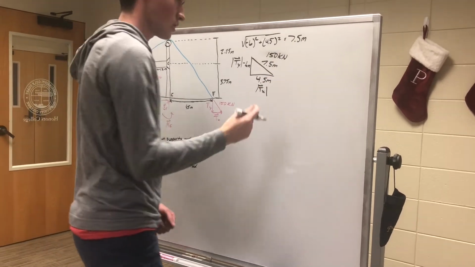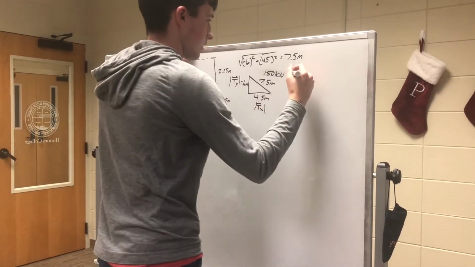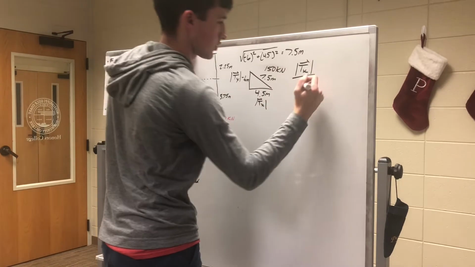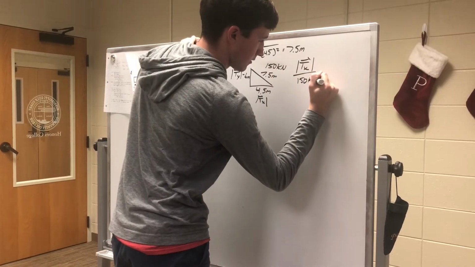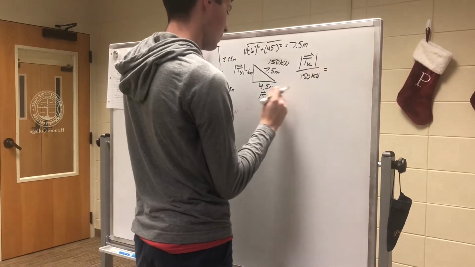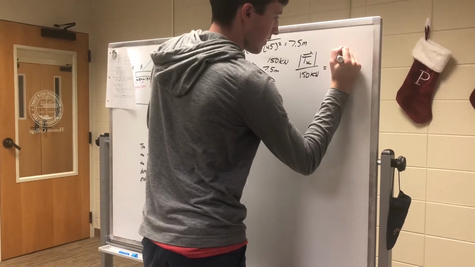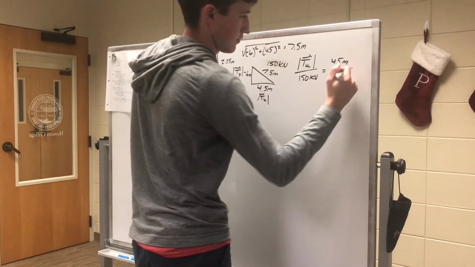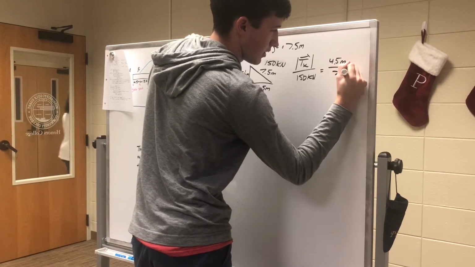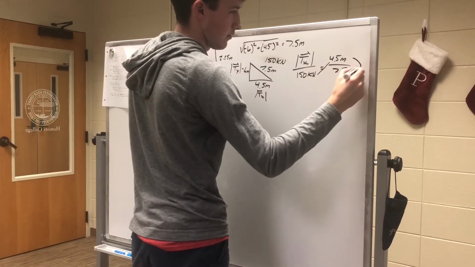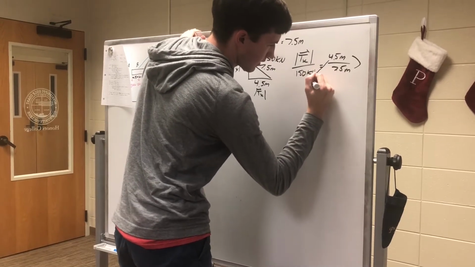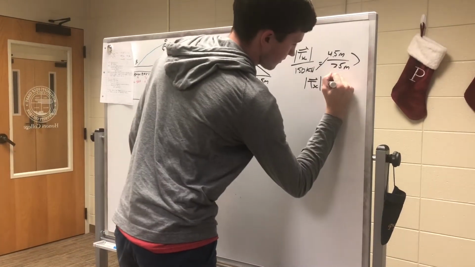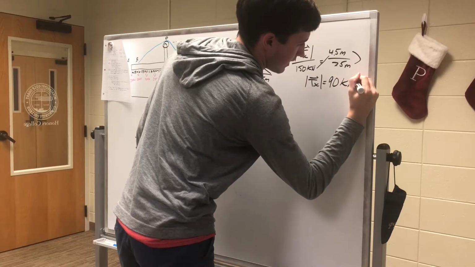So now we're going to set up our proportions to solve for Tx and Ty. So we're going to set Tx over the total tension, which is going to be 150 kilonewtons. And then we're going to set that equal to the length of Tx, which is 4.5 meters, over the total length of this hypotenuse, which is 7.5 meters. And then we multiply here, divide here, and we get the tension in X is equal to 90 kilonewtons, and that is in I hat.